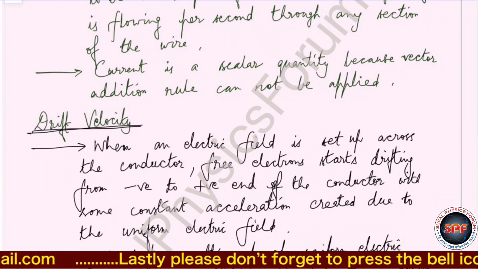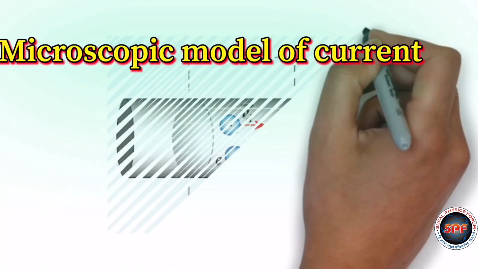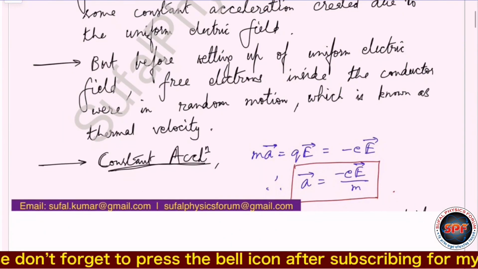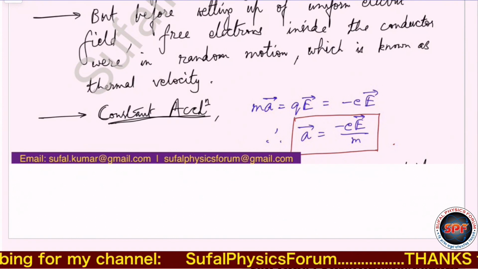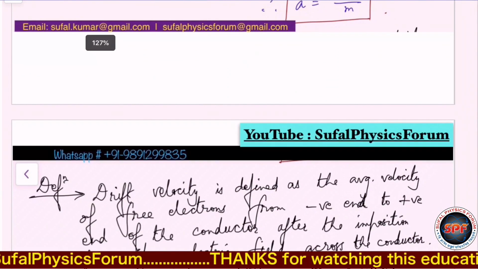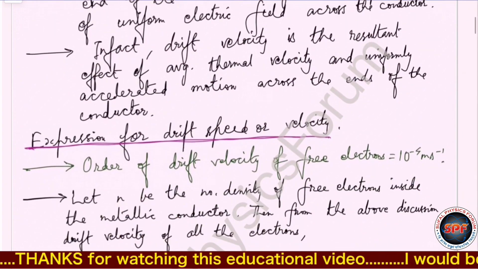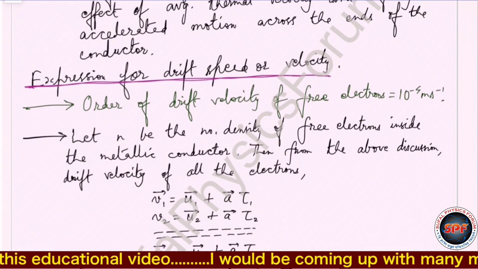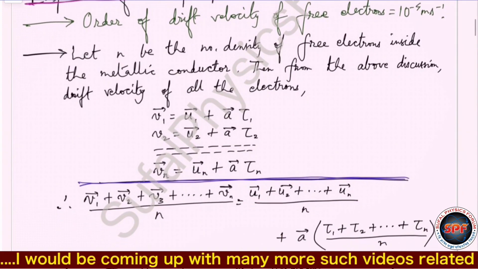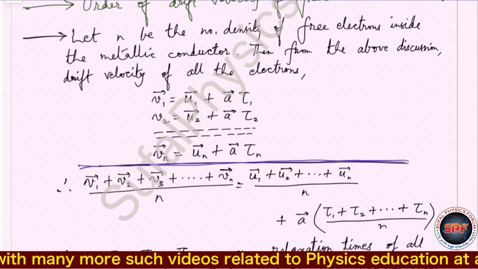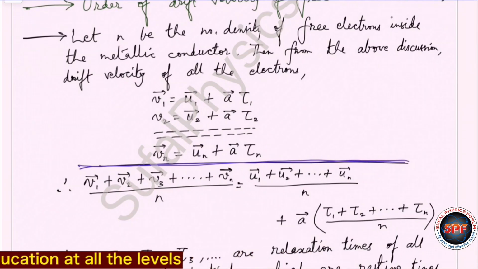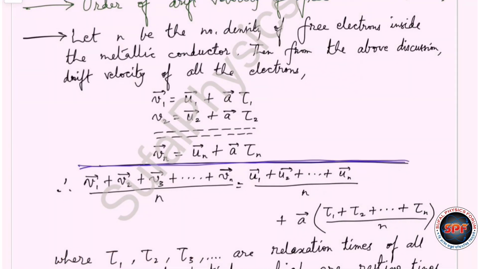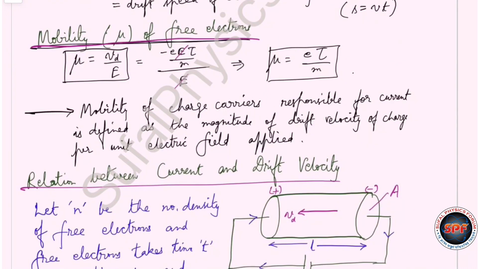Then drift velocity. What is drift velocity? In this situation, constant acceleration. So finally, drift speed or velocity could be derived mathematically by considering n number of free electrons per unit volume, that is, n is the number density. Notable point, students always miss this point: mobility is defined as drift velocity per unit electric field.